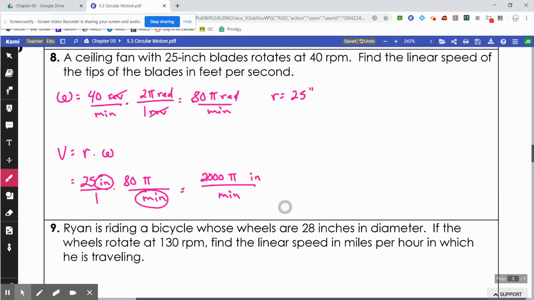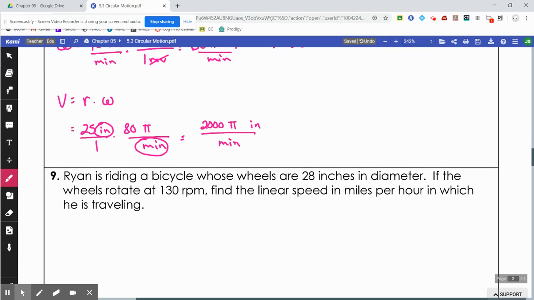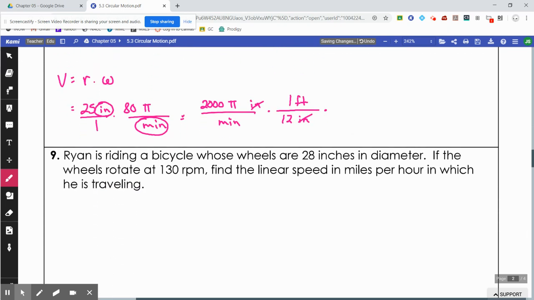However, now all we've got to do is change it to feet per second and we're finished. So I know that there are 12 inches in a foot. So now mark out the inches. I'm in feet per minute. We want it in feet per second. I know that 1 minute is equal to 60 seconds, and the minutes cancel. Now my answer is in feet per second.